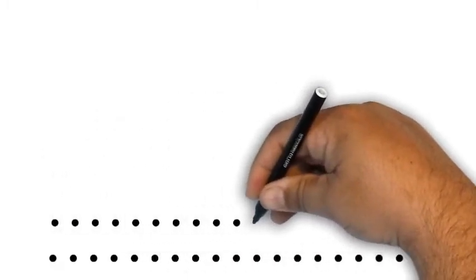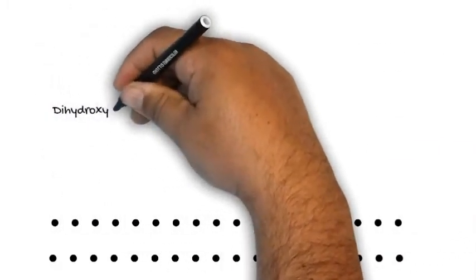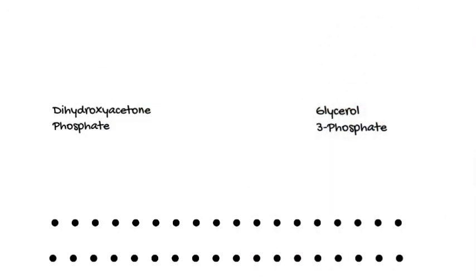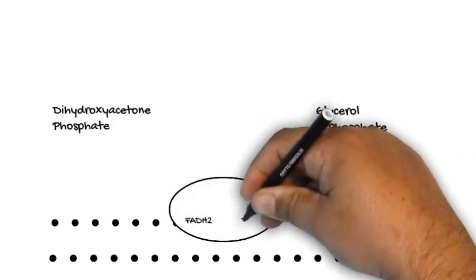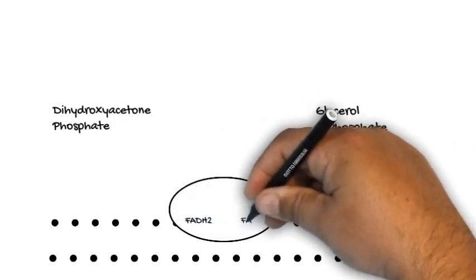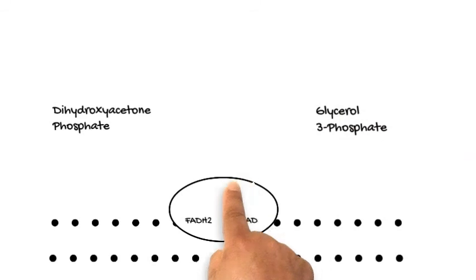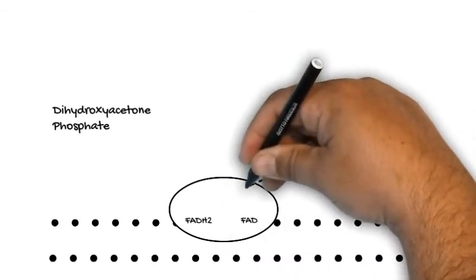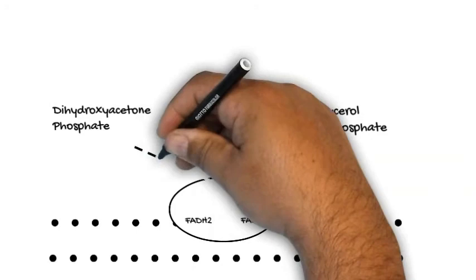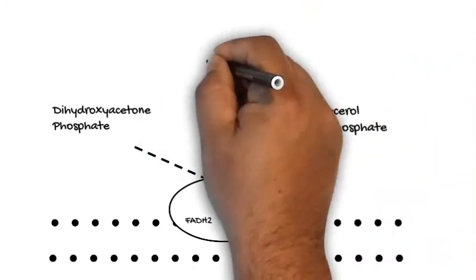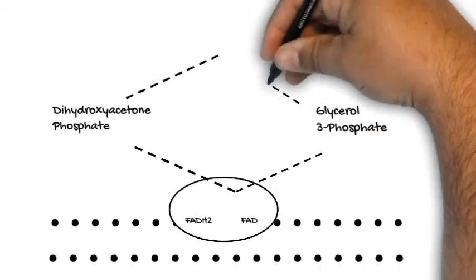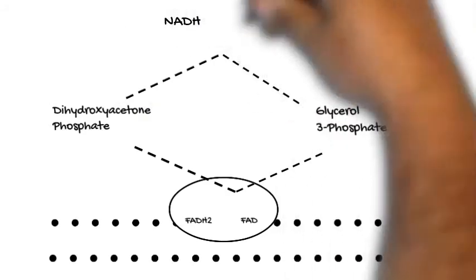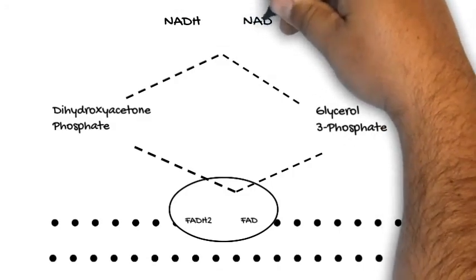And the second shuttle is the glycerol phosphate shuttle. And this particular shuttle operates mainly in brown adipose tissue. And this is because brown adipose tissue is mainly present in newborns. And the energy from this pathway is used for thermogenesis, and it keeps the baby warm.